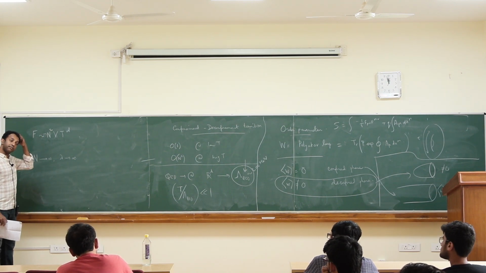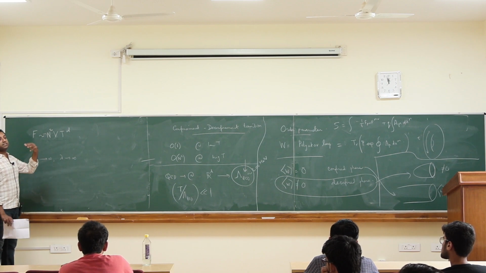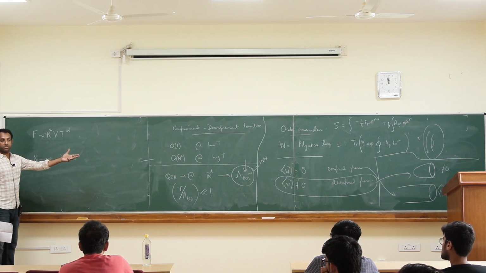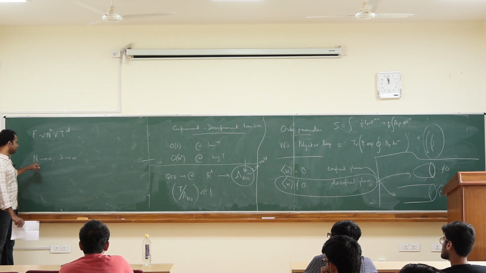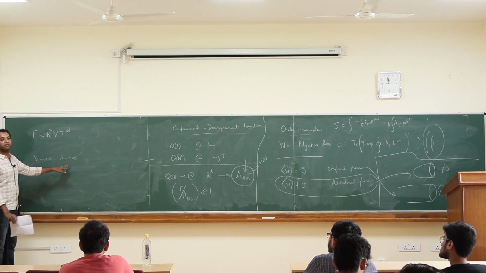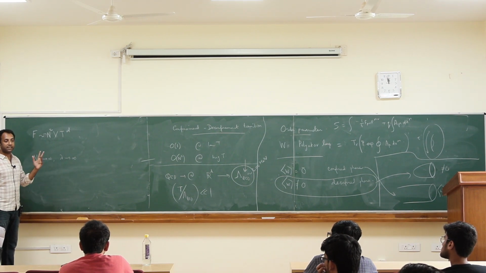Okay, so if you want to have a gravitational description, this is where the gravity calculation is trustable. So that's where we did it. Okay, so this is the limit. This is roughly the regime in which our calculation is supposed to be valid.